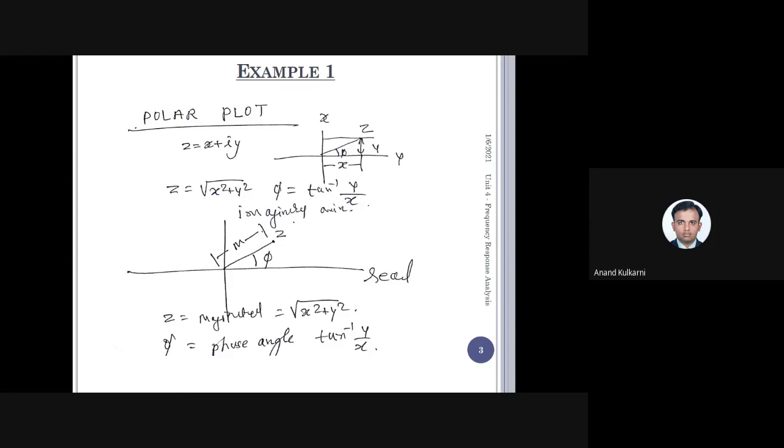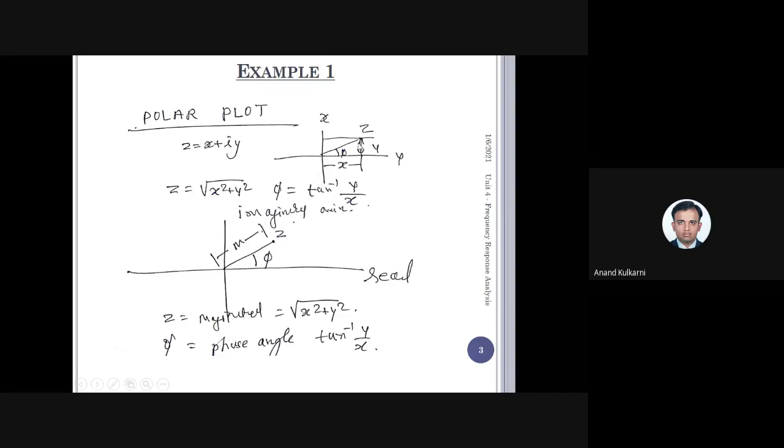In polar coordinates, what you have to write is z is equal to, what is z? This distance, that is the diagonal distance from the origin. From the origin, you have to connect the diagonal to point z. The length of this diagonal, as per the Pythagoras theorem, is the square root of x square plus y square. This is called the magnitude.